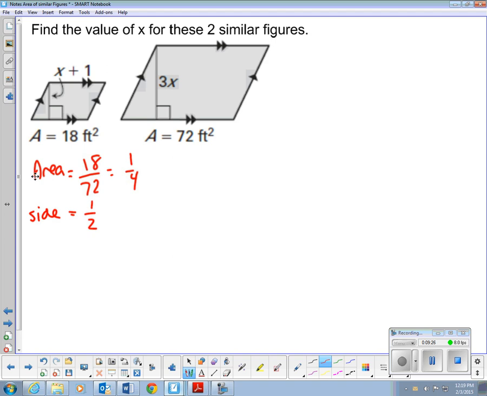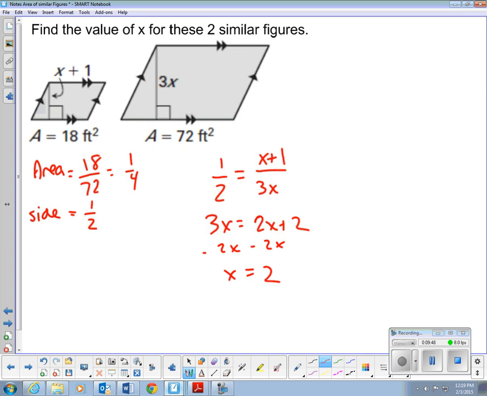And then I set up a proportion. 1 over 2 equals my side for the one figure, which is x plus 1, over the side for the other one, which is 3x. Now that I've got a proportion, I just cross multiply and solve. 3x equals 2x plus 2, minus 2x, minus 2x. x is equal to 2. And there's our value for x that makes these two figures similar.